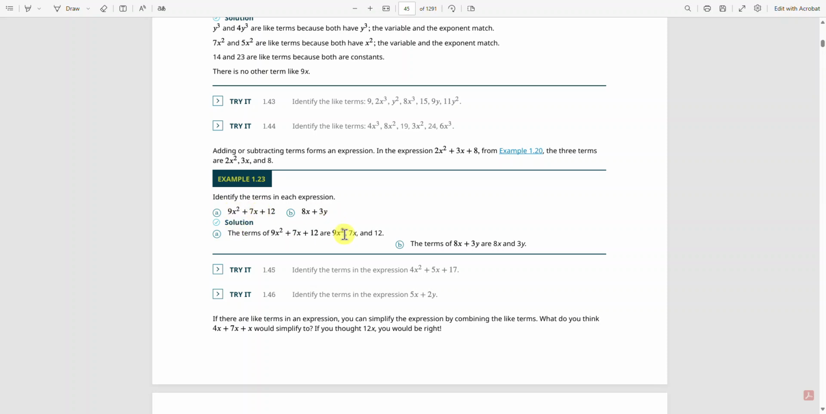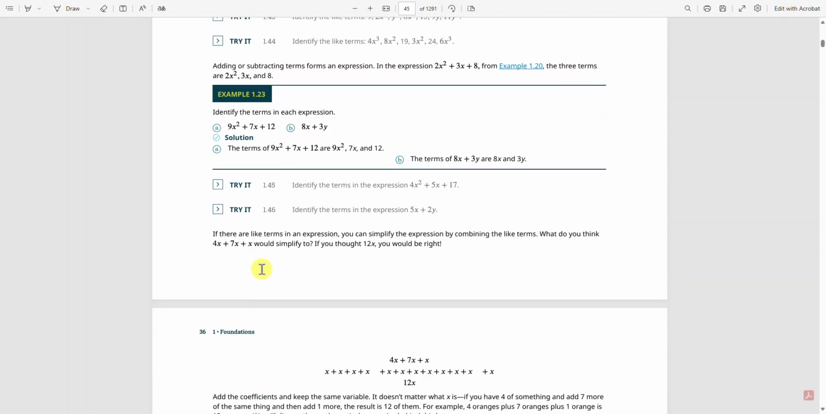And we see our answers are correct. The terms of 9x squared plus 7x plus 12 are 9x squared, 7x, and 12. So 3 terms, as I said. And for 8x plus 3y, there are 2 terms, 8x and 3y, just as I said. So that's pretty simple, and you've got some more exercises here if you want to test yourself. I recommend you do so, just to make sure everything feels easy to understand and simple to solve, okay?